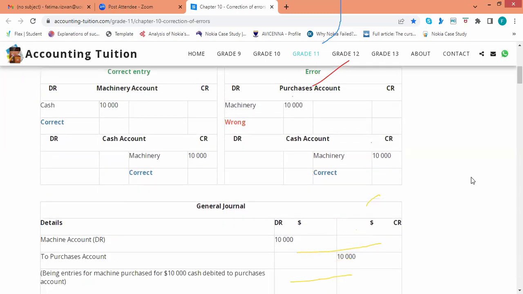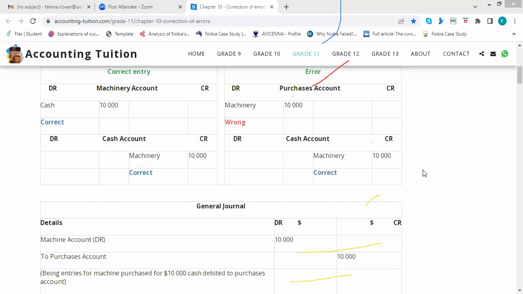So the rectifying entry is that you will not change cash, because cash was supposed to be credited and you have credited, right? You're not going to change anything on cash, but you were supposed to debit the machinery. So in the rectifying entry, you would debit the machinery. And purchases you have debited, that was supposed to be credited. So now you would credit the purchases account just to rectify the mistake that you have made.